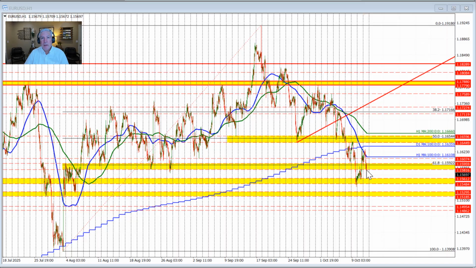The subsequent move to the downside that could have led to the U.S. dollar getting stronger here today against this currency saw the pair move below this swing area here. This swing area is defined by the 1.1570 up to 1.15959, let's call it 1.1596.